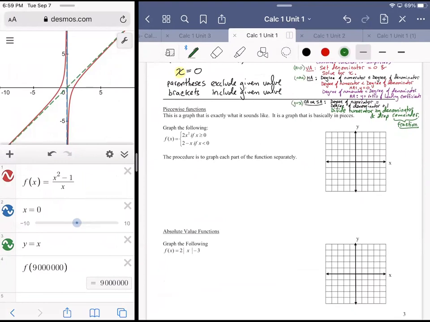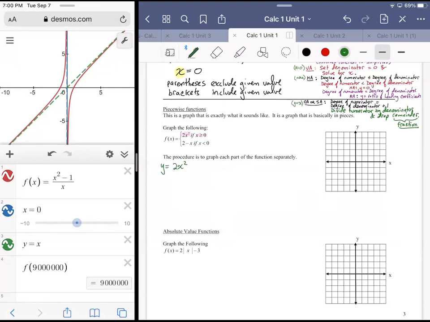All right, so for a piecewise function, this is a graph that is exactly what it sounds like. It's a graph that is basically in pieces. All right, so you know it may not have sounded exactly like that, but what it's telling us to do is graph this piece for this domain to start. So we're going to graph y equals 2x squared on the domain of 0 to infinity.